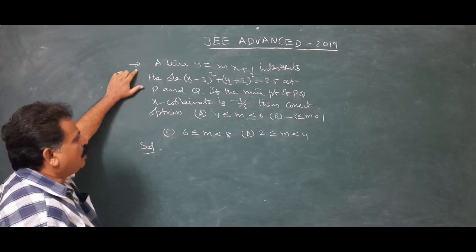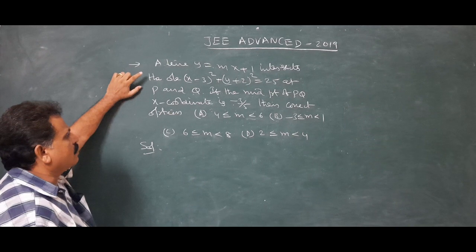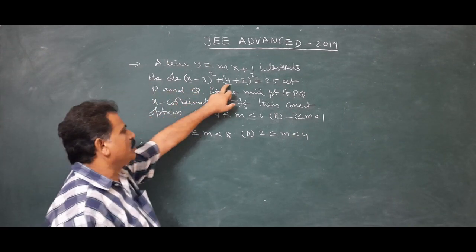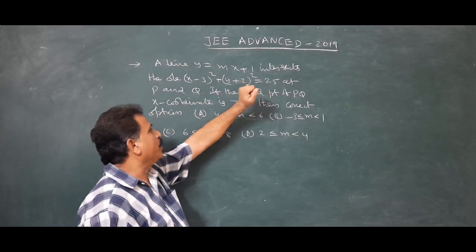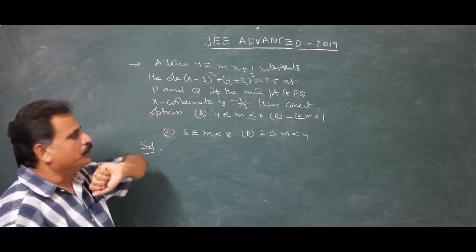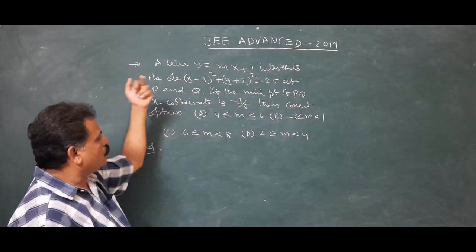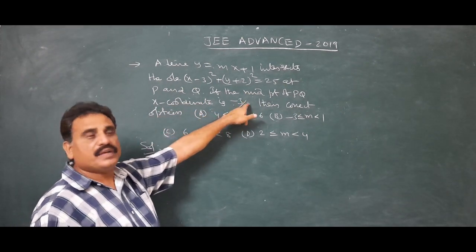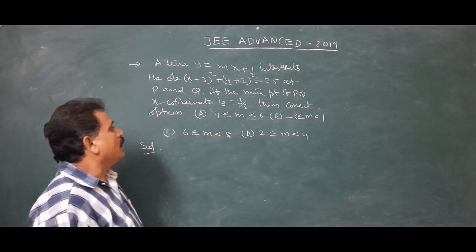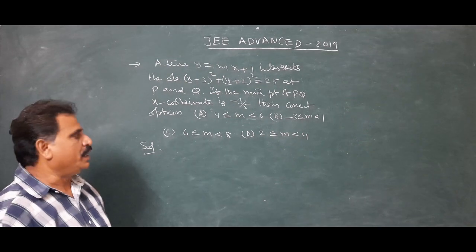A line y equal to mx plus c intersects the circle (x minus 3) whole square plus (y plus 2) whole square equal to 25 at P and Q. If the midpoint of PQ has x coordinate minus 3 by 5, then the correct option we have to identify.